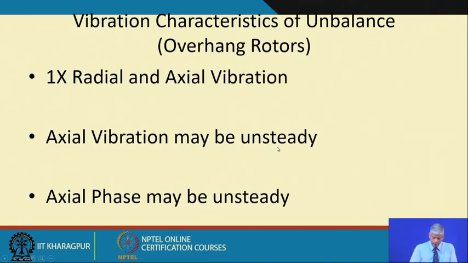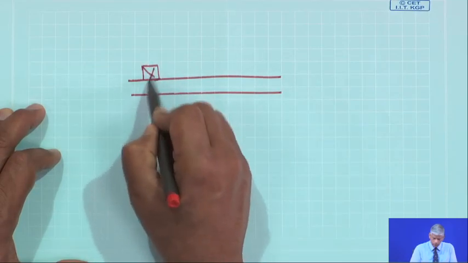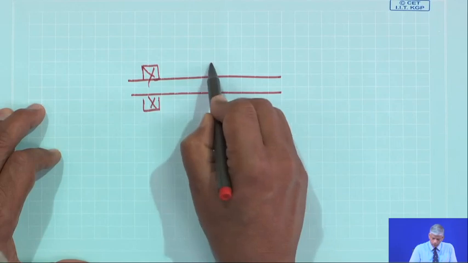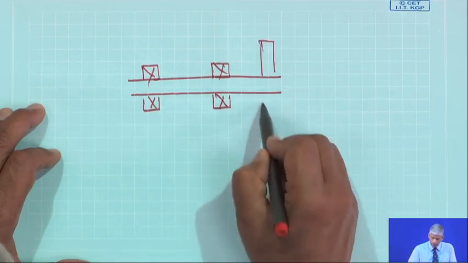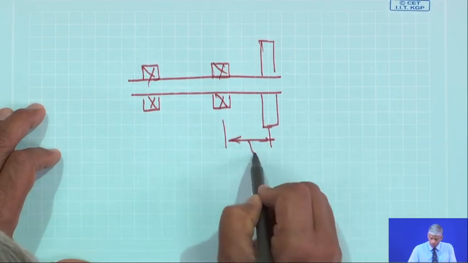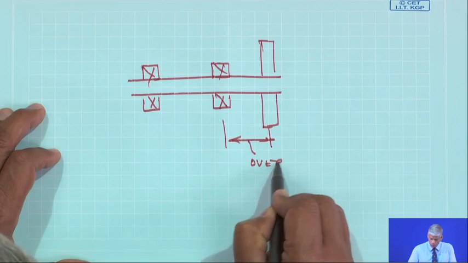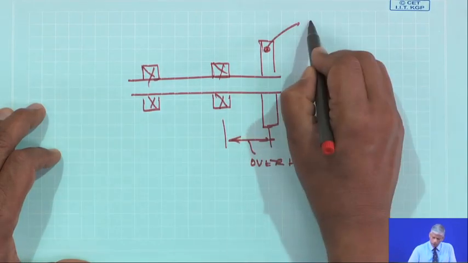But when there is an overhang rotor supported on bearings, and I have a disc put here which is at an overhang, and there is an unbalanced mass.